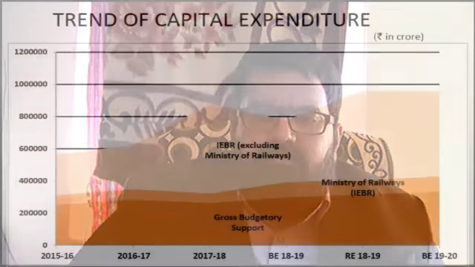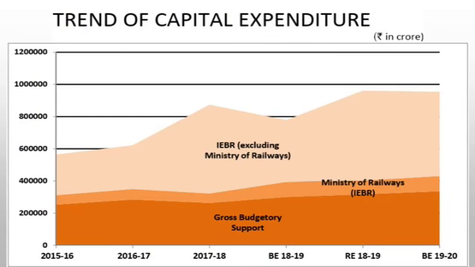Then let us see pictorially how, as I said friends, today the maximum funding is coming from IEBR, internal and extra budgetary resources, rather than from GBS. I told you earlier that more money is coming from IEBR. Look at the graph: the IEBR component is bigger, the GBS component is smaller, and in the middle is the Ministry of Railways. So that's the trend of capital expenditure. See, the budget talks about various things. Taxation is one part, but all these things will give us an idea of what the budget is all about.